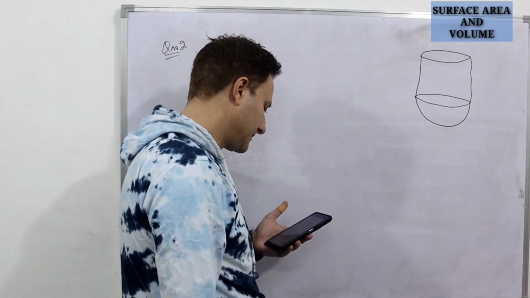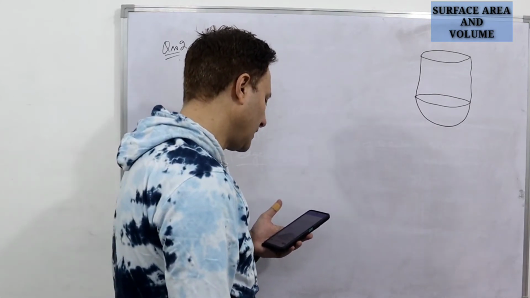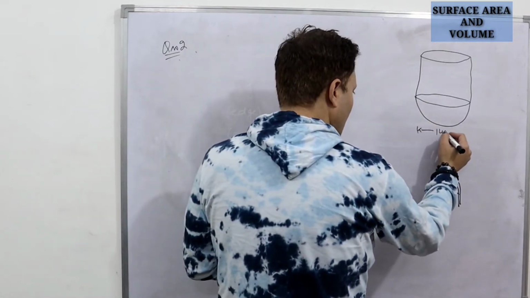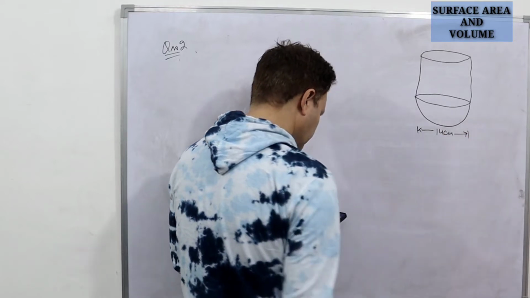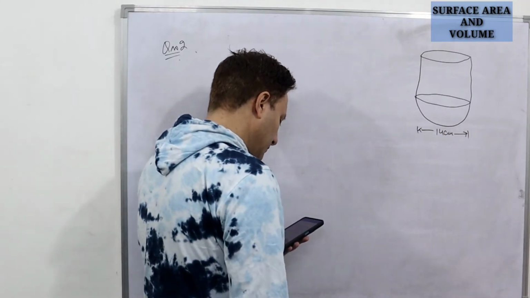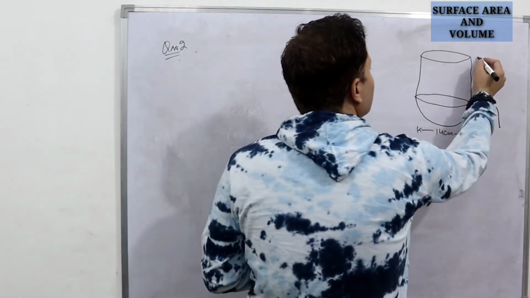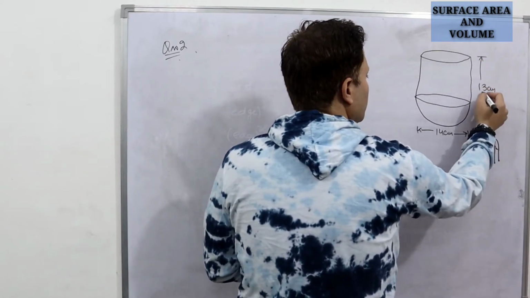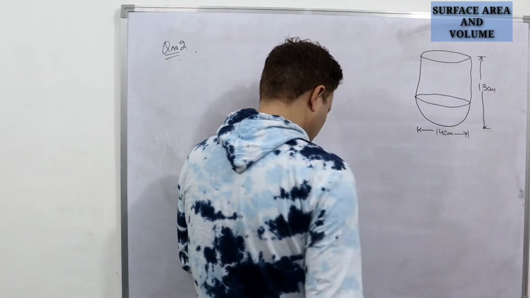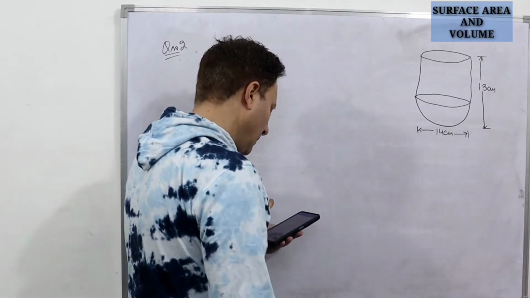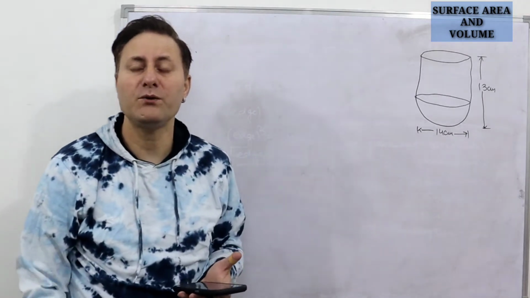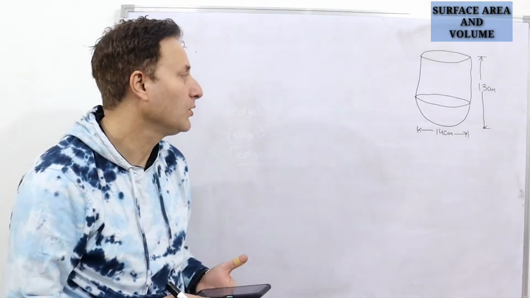Now what further it says, the diameter of the hemisphere is 14 centimeter. What else? The total height of the vessel is 13 centimeter. And that's about it. Find the inner surface area of the vessel. So what are we going to find? We are going to find the surface area of the vessel.